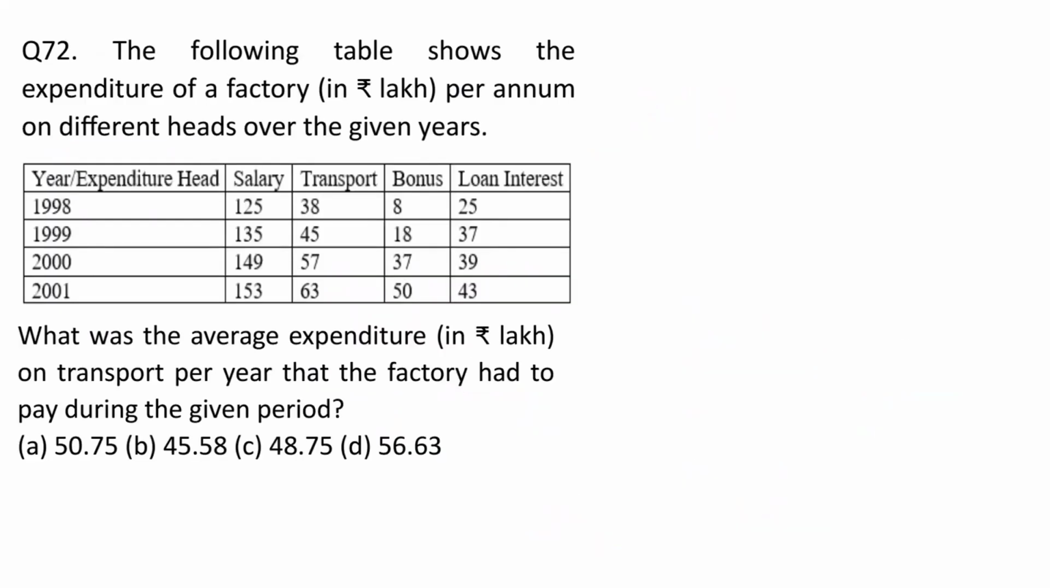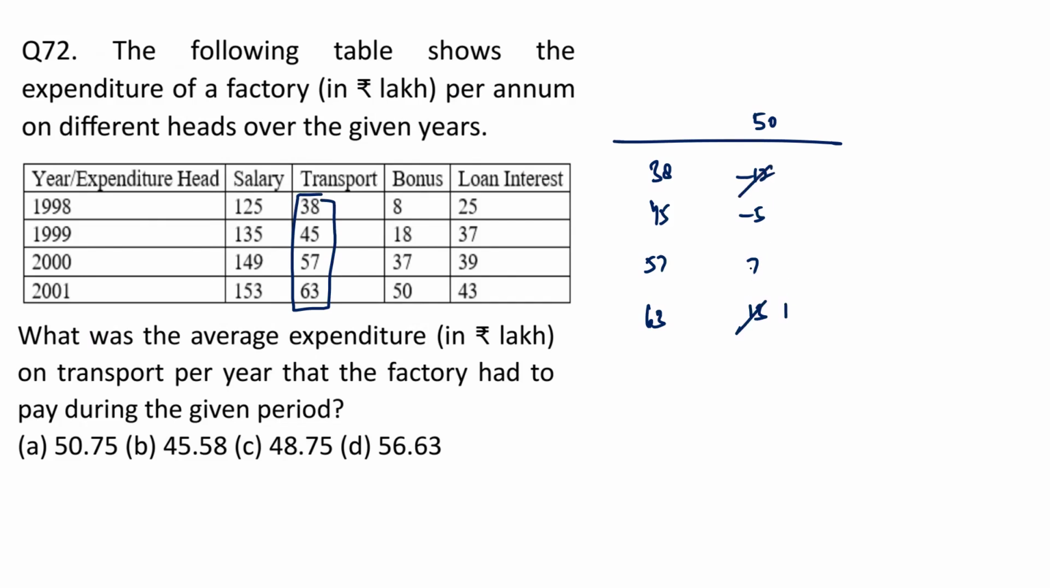The following table shows the expenditure of the factory per annum on different heads over the given years. What was the average expenditure on transport? You need to look at transport, so this particular one. It is 38, 45, 57, 63. So assumption is 50: minus 12, minus 5, plus 7, plus 13. Cancel, it's 1. So 8 minus 5 is 3. So it is 50 plus 3 extra divided by 4. 4 observations are there. Therefore, it is 50.75. All you need to find out is the average related to transport in those periods.